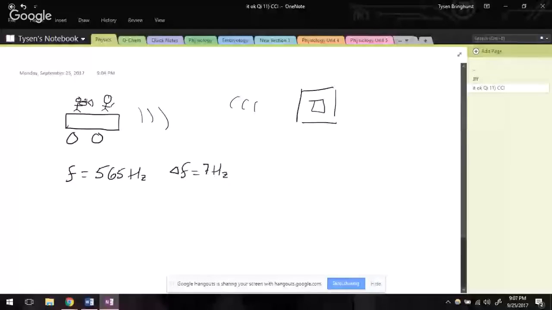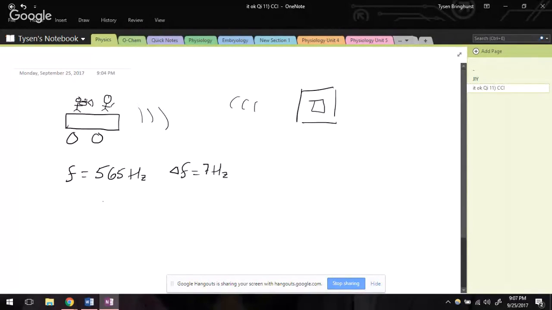Okay. So in this question we have a trumpeter on a car tooting his horn at 565 hertz, driving towards this large building, and the sound waves are reflected back to the conductor on the same vehicle. There's a beat frequency of 7 hertz made from the combination of the waves from the trumpet and the reflected waves off the building. And so the question is, how fast is the vehicle moving?